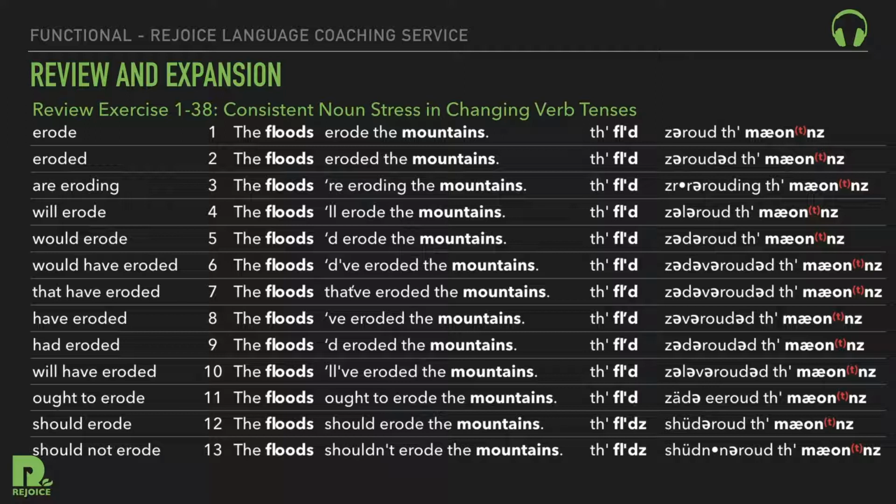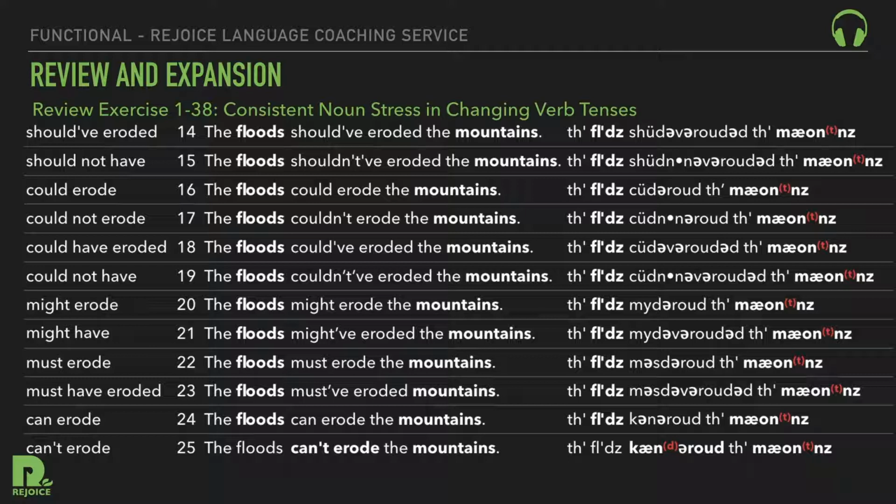14. The floods should have eroded the mountains. 15. The floods shouldn't have eroded the mountains. 16. The floods could erode the mountains. 17. The floods couldn't erode the mountains. 18. The floods could have eroded the mountains. 19. The floods couldn't have eroded the mountains. 20. The floods might erode the mountains. 21. The floods might have eroded the mountains.